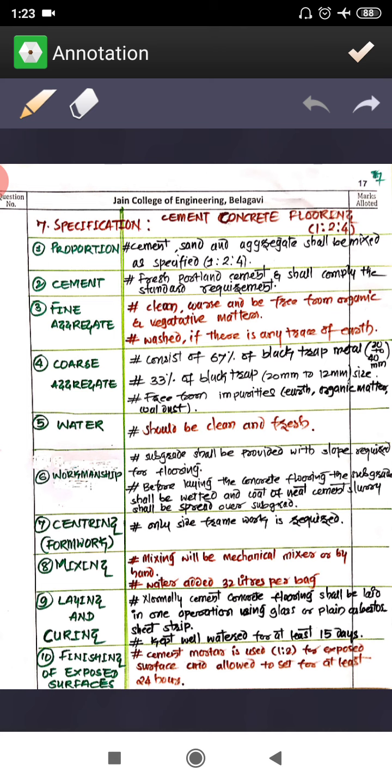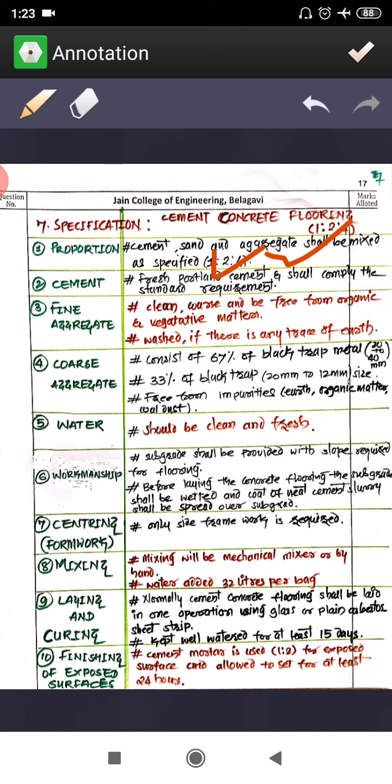The proportion, see, as I said, whatever the given proportion is, with that proportion you are supposed to use the cement, sand and coarse aggregate. That is one part of cement, two parts of sand, and four parts of coarse aggregate. Cement usually should be of a standard. It should be fresh, it should be portable, and comply with all standard requirements.